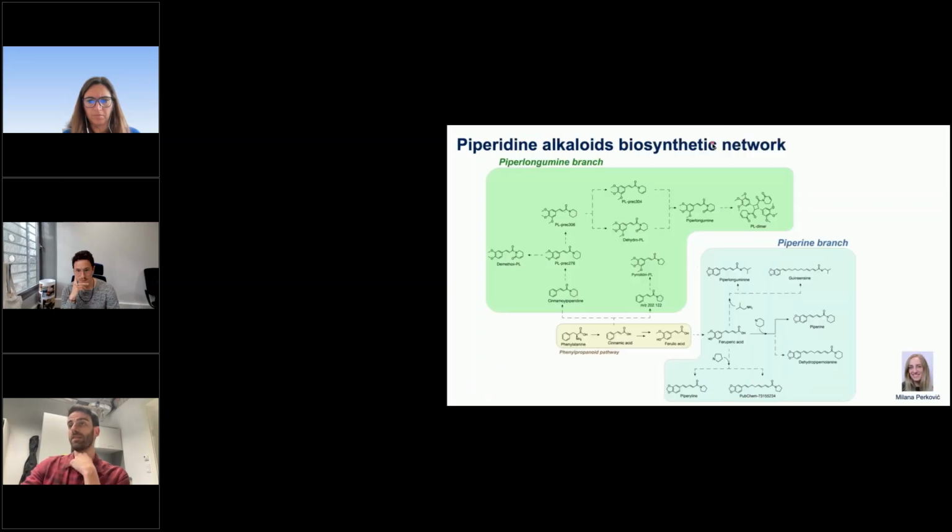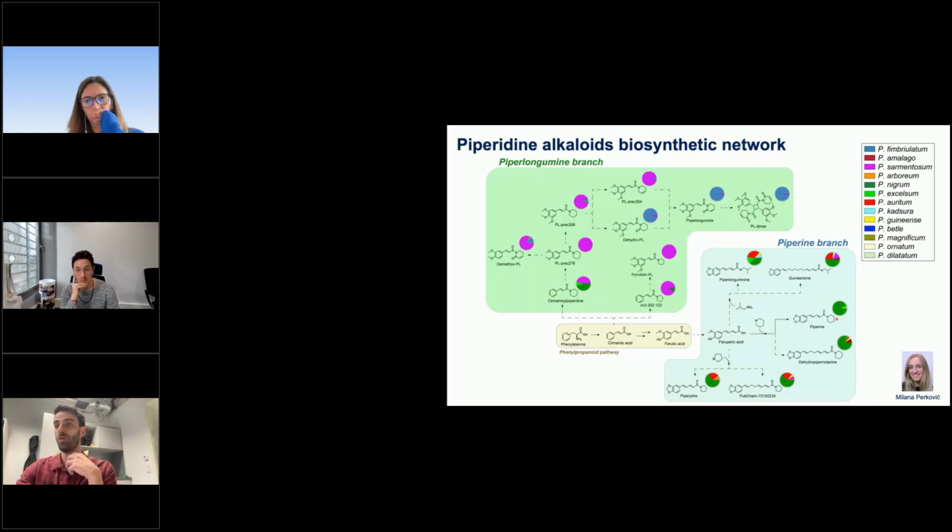And for the piperidine alkaloid network, we found several both reported and unreported piperidine alkaloids that mainly fell into two main biosynthetic branches, one leading to piperlongumine, so this guy up here, and piperlongumine-like compounds, and another one leading to piperine and piperine-like compounds. And so things started to get interesting when we look at the abundances of the individual metabolites across the different species that we analyzed that are now shown with these pie charts. And we started to see some patterns.